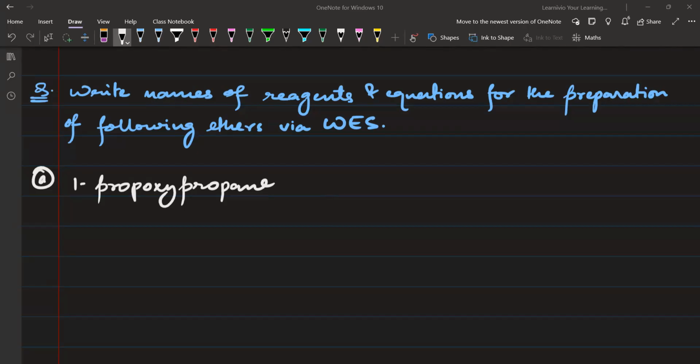Okay, let me see here. Yes, very good. Yeah. Can you also tell me what are the reagents that you can use? What type of sodium alkoxide and what type of haloalkane are you going to use to prepare this?